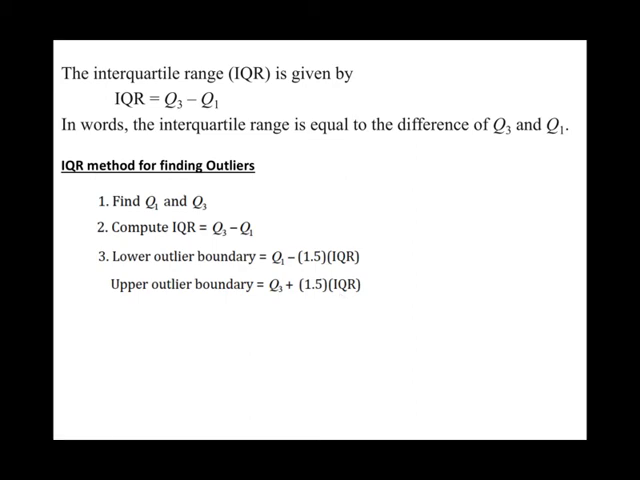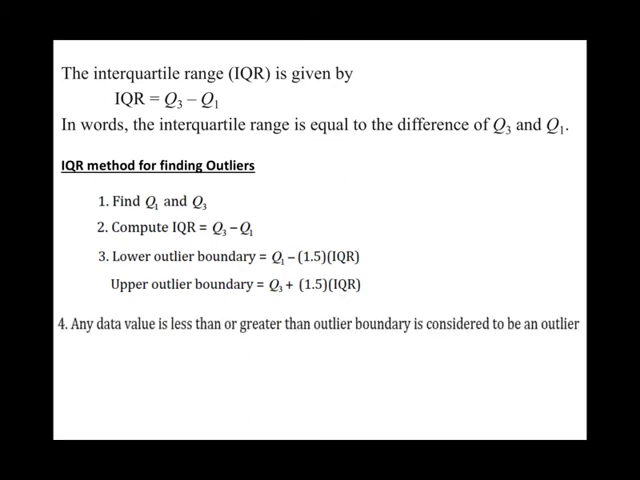You're going to find 2 numbers. Then any data value that is less than the lower outlier boundary or greater than the upper outlier boundary, we consider to be an outlier. Okay, let's try the example.